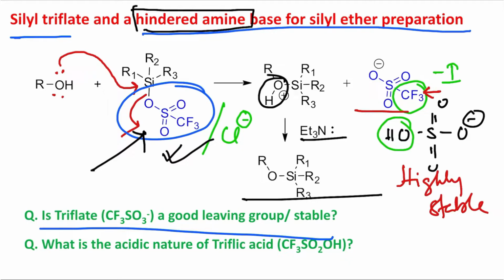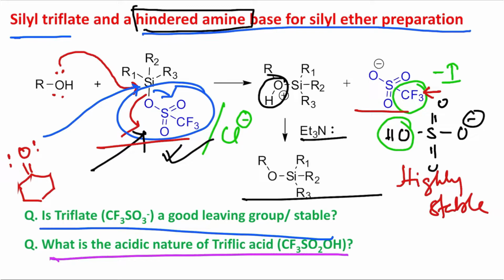But instead of TMSCl, if this TMS triflate is used, only the ketone is capable, because this TMS triflate has such a good leaving group that the lone pair of the ketone is capable of attacking this silicon center and this triflate leaves. So that's the uniqueness of this reagent, please try to remember. Now the second question, what is the acidic nature of triflic acid? Student, it's a very strong acid, or if in one word I say, it's a super acid. By the way, I have already discussed a few lectures on super acid.